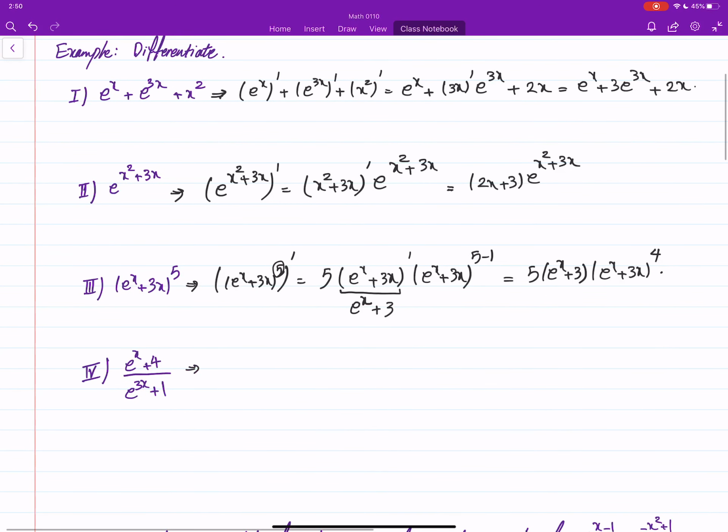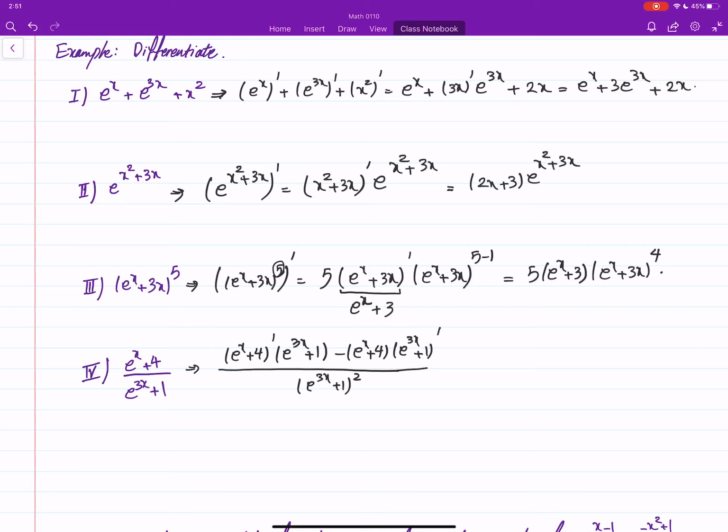And this one, we have the quotient rule: the derivative of the numerator times the denominator, minus the numerator itself times the derivative of the denominator, and then the denominator to the power 2.